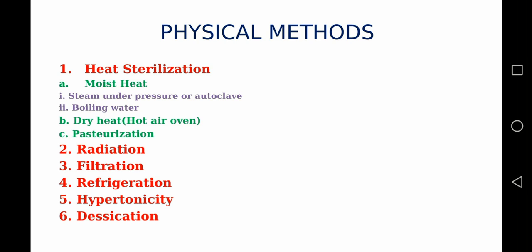The next one is boiling water. Here, the object to be sterilized is immersed in water and boiled for 15 minutes. Next one is dry heat or hot air oven. Here, the operating temperature is 310 to 338 degrees Fahrenheit or 160 to 170 degrees Celsius, usually for 2 hours.